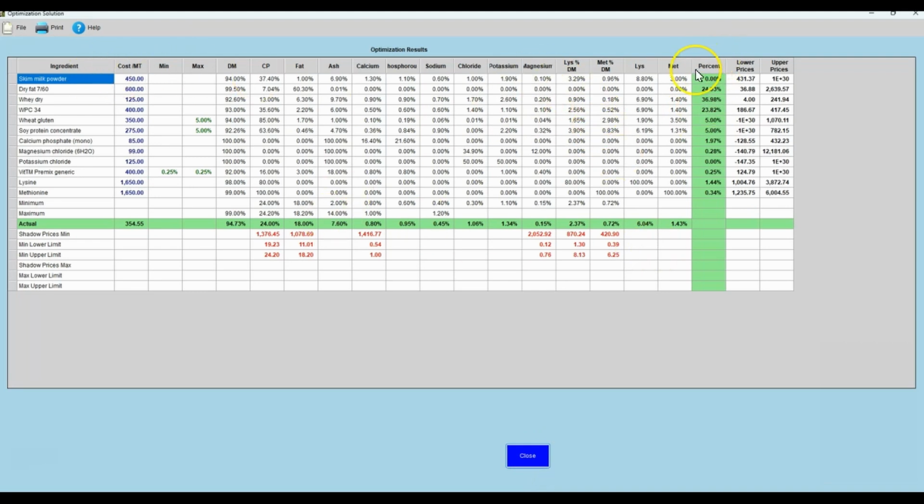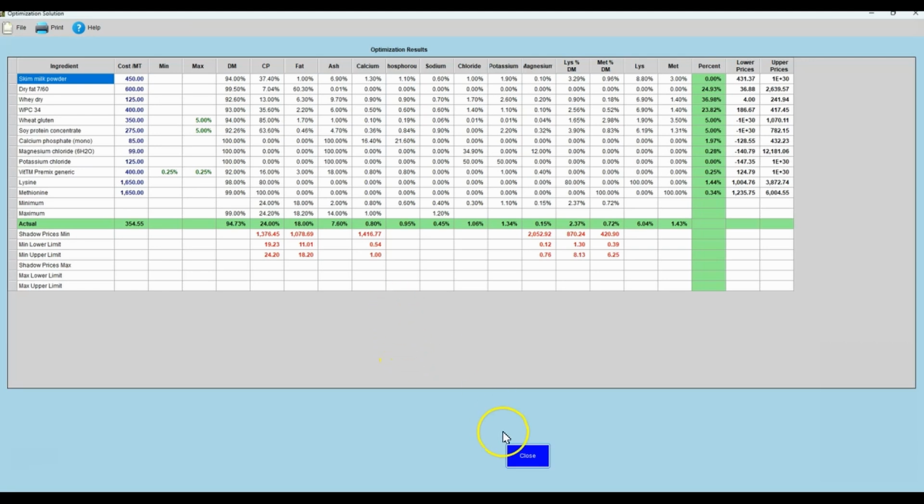We can see the percentage of the formulation to the right where it says percent. This formula will contain 24.9% dried fat, 37% dried whey, 24% WPC 34. Both wheat and soy protein concentrates are included at 5% of the formula, and you can see the remaining concentrations of the ingredients below. If we look at the actual line shown here in green, we see the price of this formulation is $354.55 per ton. We are exactly achieving the specifications for protein and fat. Our specification for calcium is at the minimum, as are the specifications for magnesium, lysine, and methionine.